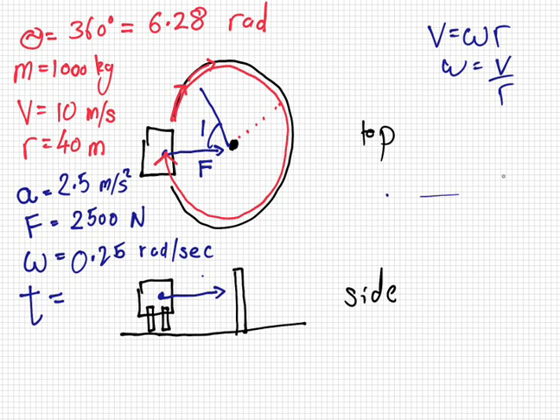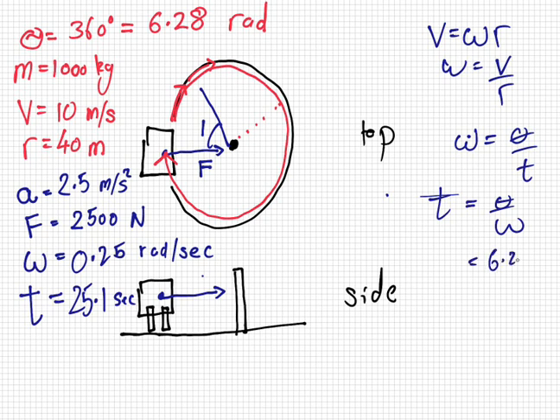Have we got that? What formula do you need to use? I think there's only one formula with time in it. Omega equals theta over t. Yes, it's 8 pi or 25.1. 25.1 seconds, because you used omega equals theta over t. So t equals theta over omega. That is 6.28 over 0.25.